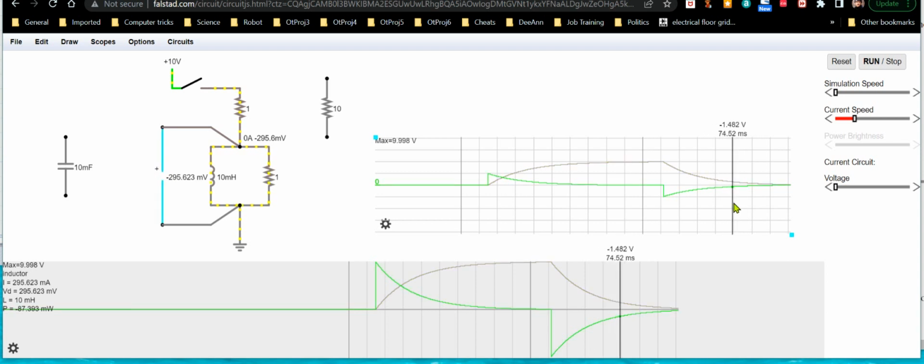But if you'll notice, here the current, since this is a DC circuit still, is always positive, but the voltage is flipped. Now in the capacitive example, which I kind of wish I would have left up here now, you'll see that the voltage is always positive, but the current flips. So again, you have this kind of inverse behavior between capacitors and inductors.